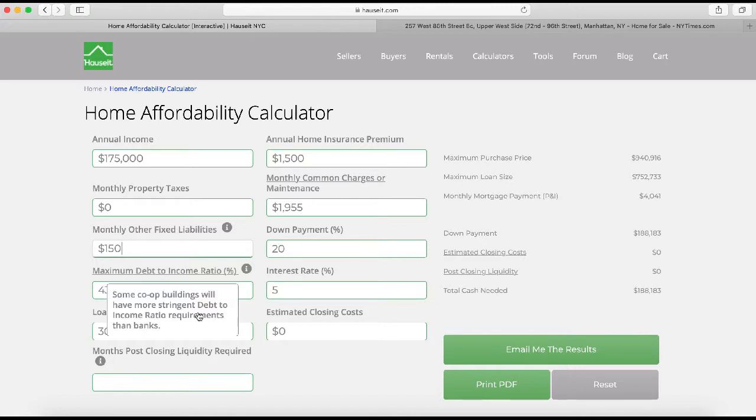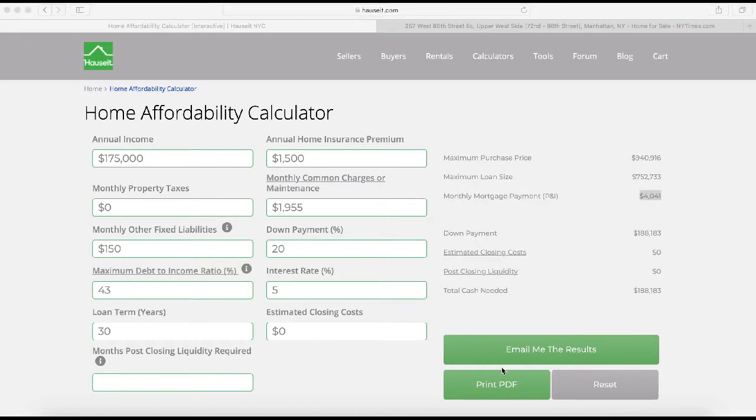The terminology for this is post-closing liquidity, and the way it's calculated is essentially by adding the monthly mortgage payment to the monthly maintenance payment and adding any other fixed liabilities you have to come up with a monthly figure that is basically for housing and other fixed debt. And the co-op usually requires that you have 12 to 24 months of that figure.